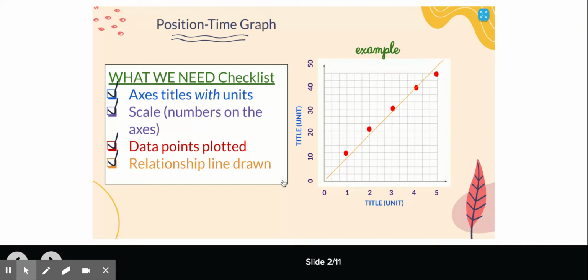This is the checklist of the things that we need on our graphs right now. And here is an example of that. It's color-coded so you can kind of see that each of these items is represented on the graph.